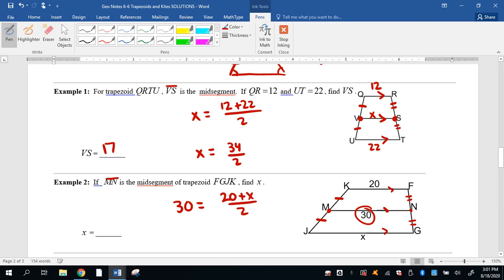So a little algebra going on here. I would multiply both sides by 2, or you can think about it as cross multiplying. So we have 30 times 2 is 60 equals 20 plus x. Subtract 20 from both sides. You get x equals 40. Fun problems. And then last thing you have to know are the 3 properties of a kite.